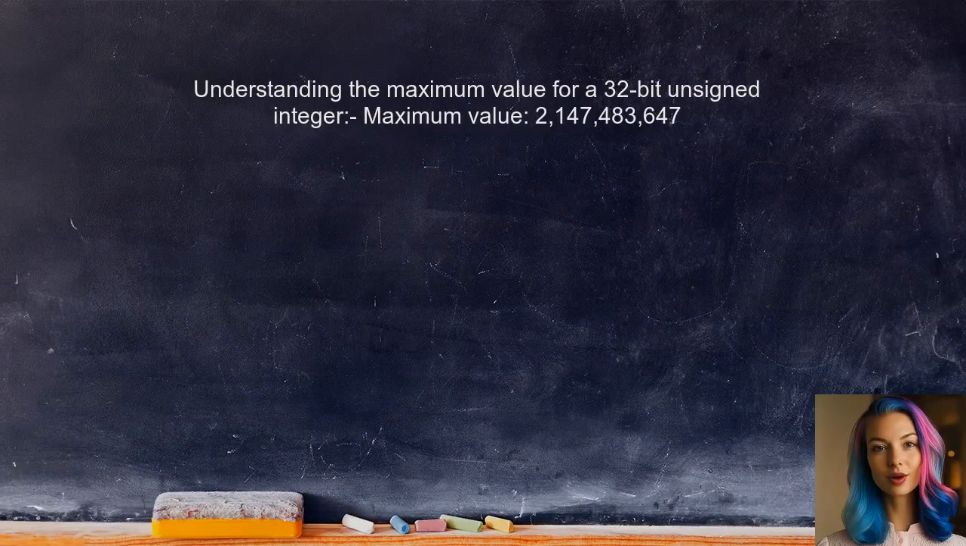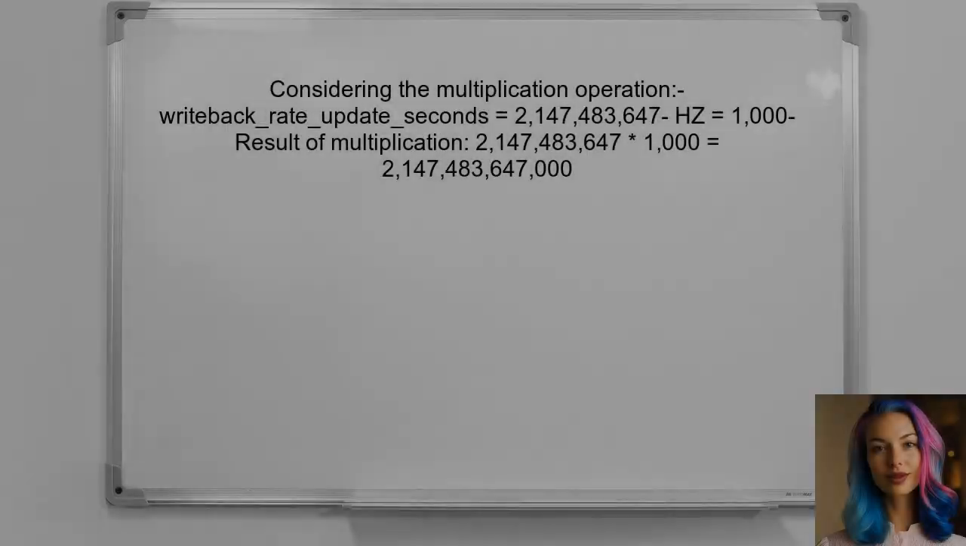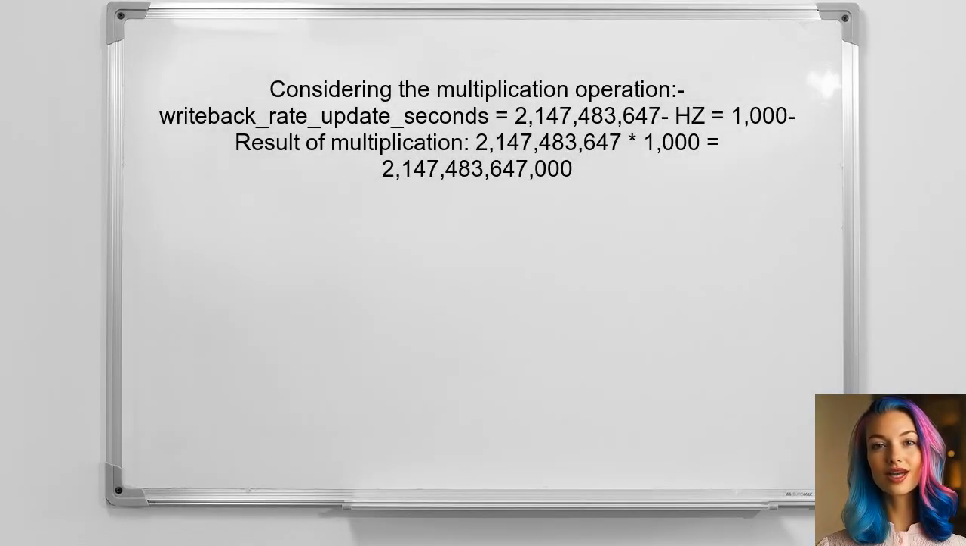To understand the result of wrapping a multiplication overflow, the user should first recognize the maximum value for a 32-bit unsigned integer. This value is 2,147,483,647. Next, the user needs to consider the multiplication operation. If the user sets writeBackRate update seconds to its maximum value and multiplies it by hz, which is assumed to be 1,000, the result will exceed the maximum limit.